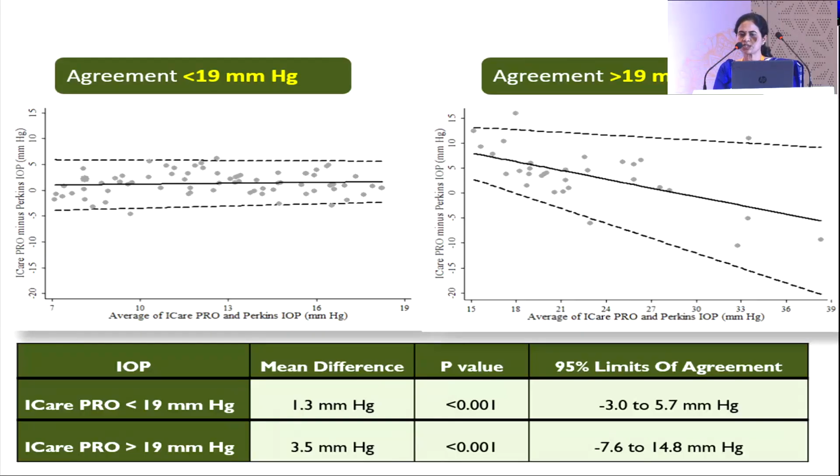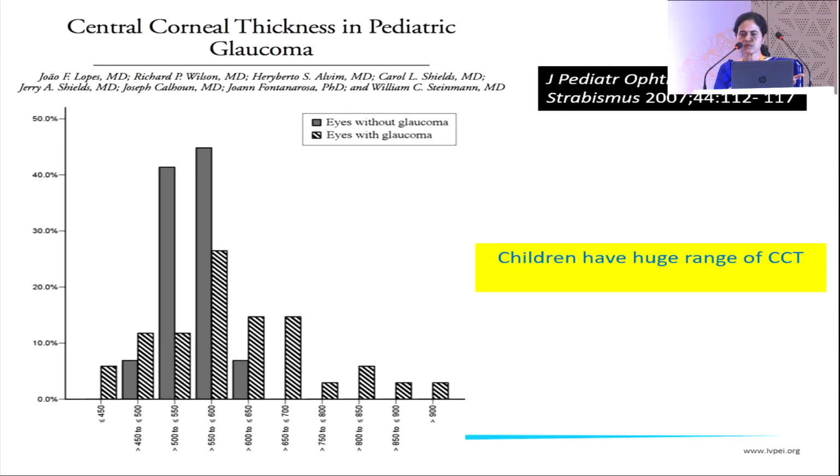But the most important and interesting finding that we had was that if the intraocular pressure recorded by iCare was 19 or less, it agreed very well with Perkins. And if the intraocular pressure measurement was more than 19 millimeters of mercury, the agreement was not so good and it was highly variable. So what we take home today is that if the IOP recorded by iCare in the clinic is 19 millimeters or less, I wouldn't subject the child to examination under anesthesia. I'm fine with the IOP reading. If it is more than that, then we would like to confirm it by doing an examination under anesthesia.